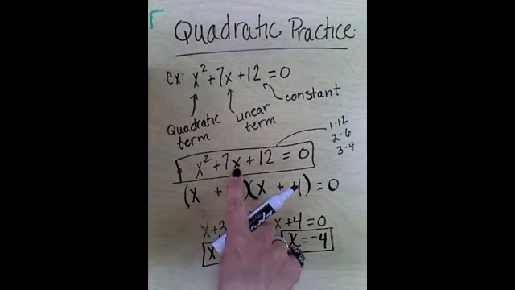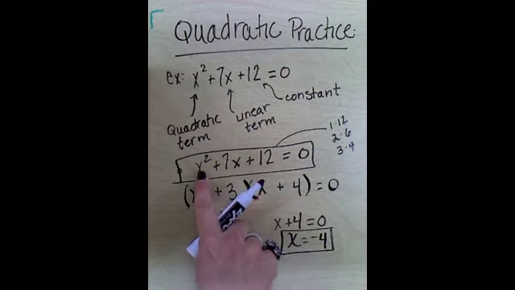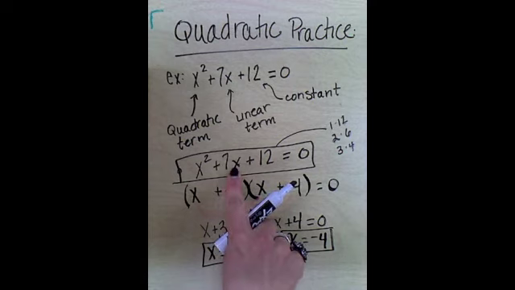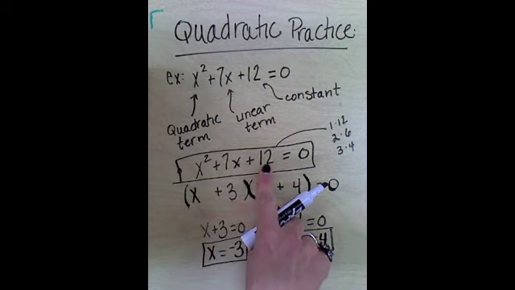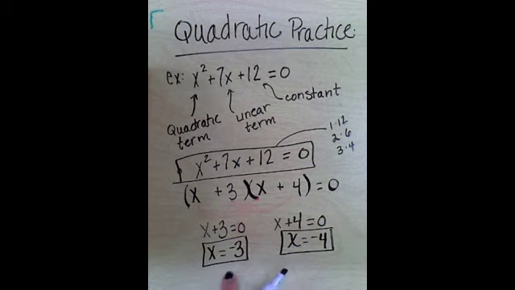7 times negative 3 is negative 21. 9 plus negative 21 would give us a negative 12. Plus 12, 0. We know that has to work.